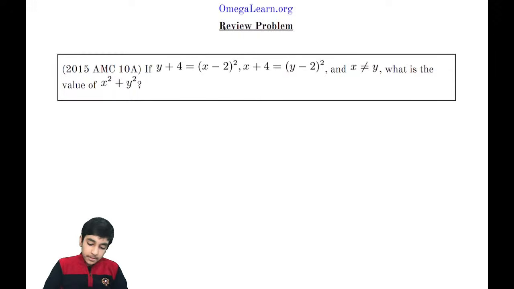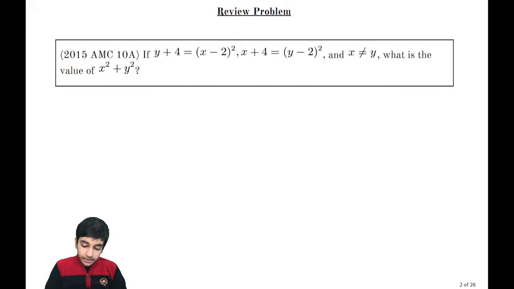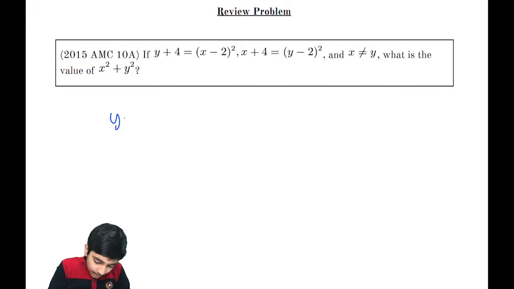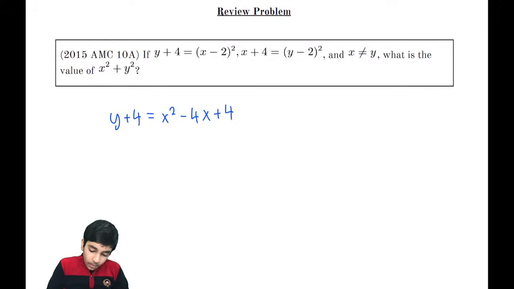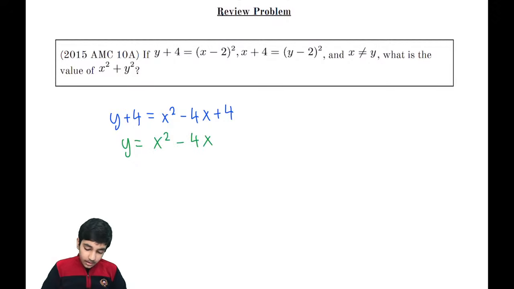Okay, so for this problem, the idea here is we want to expand our expressions. Let's say y plus 4 is equal to x squared minus 4x plus 4. From here, we can subtract 4 from both sides to get that y is equal to x squared minus 4x. And on the second equation, we can subtract 4 from both sides to get that x is equal to y squared minus 4y.